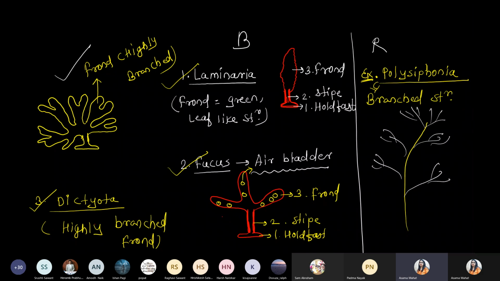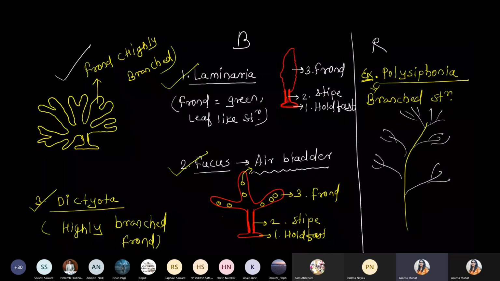Okay, let's go. How do you draw the structure of Polysiphonia? Very simple. Just show branching, that's it. One long stem-like structure and a branched structure. Very simple.